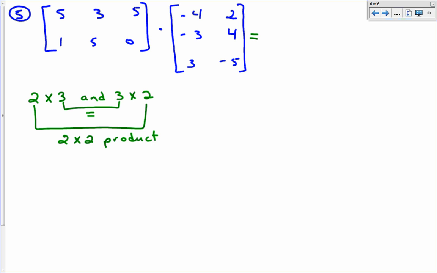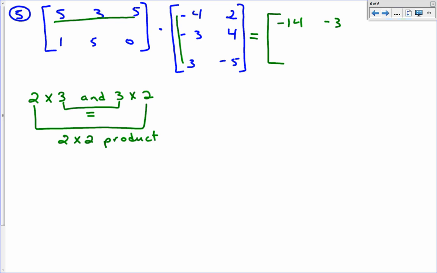So I can set this up. I'm going to have a 2 by 2 response. So row 1, column 1 will come from row 1 and column 1. So I've got negative 20 minus 9 plus 15. I think that's negative 14. Now I'll go to column 2. So I've got 10 plus 12 minus 25, so negative 3.